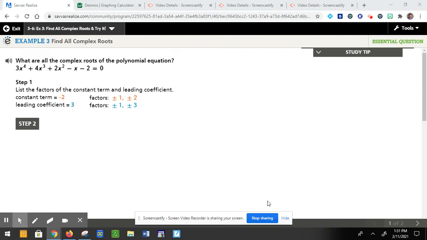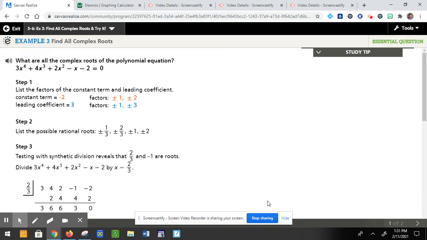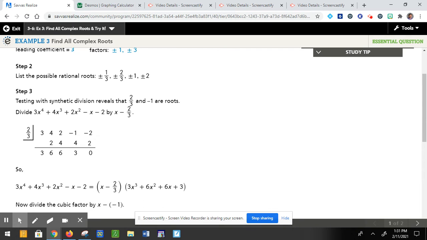So anyway, you're given the equation. Listing the factors of the constant: plus or minus 1 and 2. Factors of the leading coefficient: plus or minus 1 and 3. So the possible rational roots are all of the red ones divided by all the blue ones. So you have plus or minus 1/3, 2/3, 1 and 2. They're saying testing shows that positive 2/3 and negative 1 are rational roots.